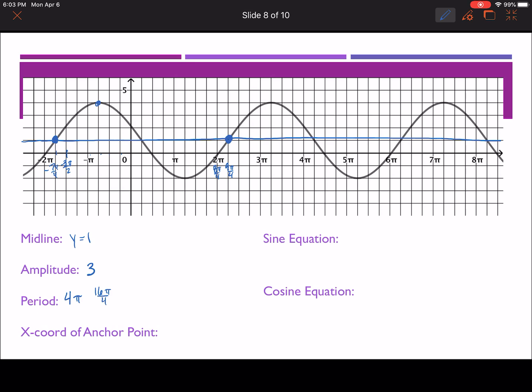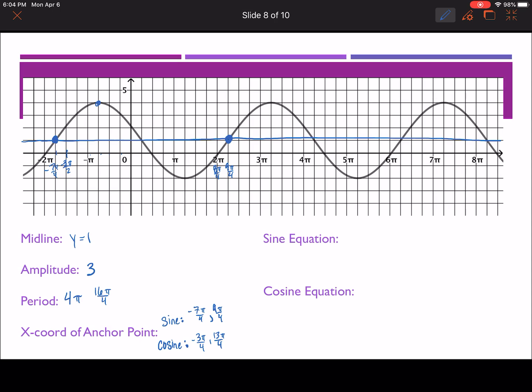The x-coordinate of the anchor point, oh, I guess I should have split that up for sine and cosine. The x-coordinate of the anchor point for my sine function here would be at negative 7 pi fourths. You could have also put it at 9 pi fourths, or any of the other options that are there with reflections or things like that. For cosine, we would put it at negative 3 pi fourths, or probably, let's see, what would that be? 13 pi fourths.